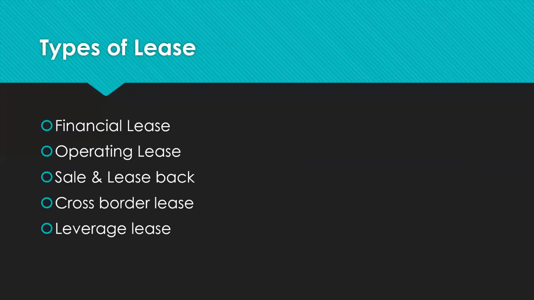What are the different types of lease? Okay, the first one is financial lease, operating lease. These two are the most important leases. Financial lease, operating lease, sale and lease back, cross-border lease, and leverage lease. I'll be explaining in detail what is financial lease and operating lease. Before that, I'll just brief through what are the other three types of leases.